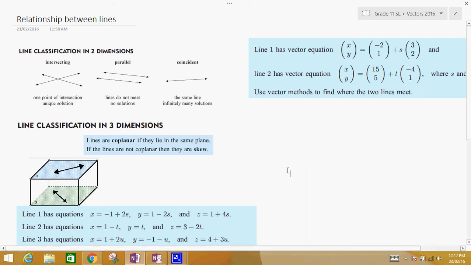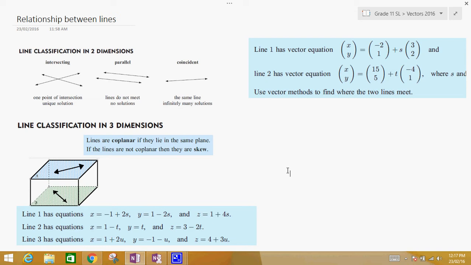Today we're going to look at the relationship between lines. We're going to be looking at both lines that are in two-dimensional space and three-dimensional space. If they're in two-dimensional space, three things could happen. Either they intersect, they're crossing each other, or they're parallel like railroad tracks, or they're coincident. Essentially, two lines are the exact same.